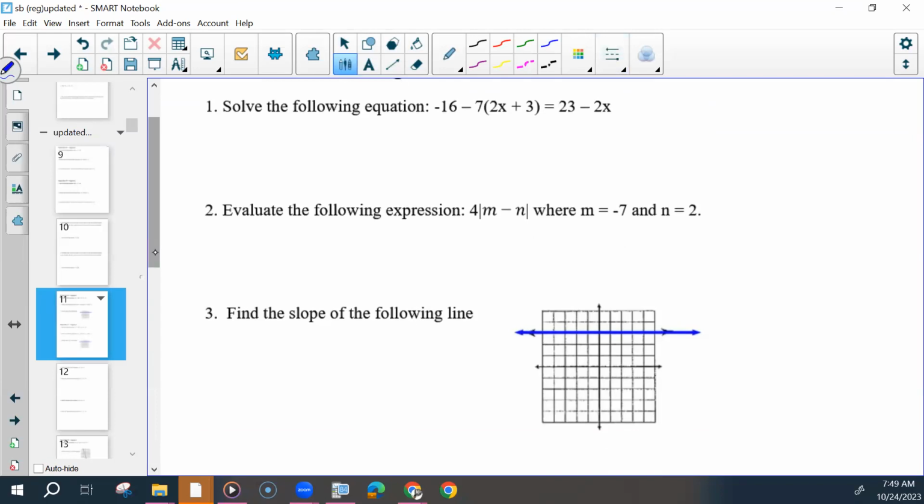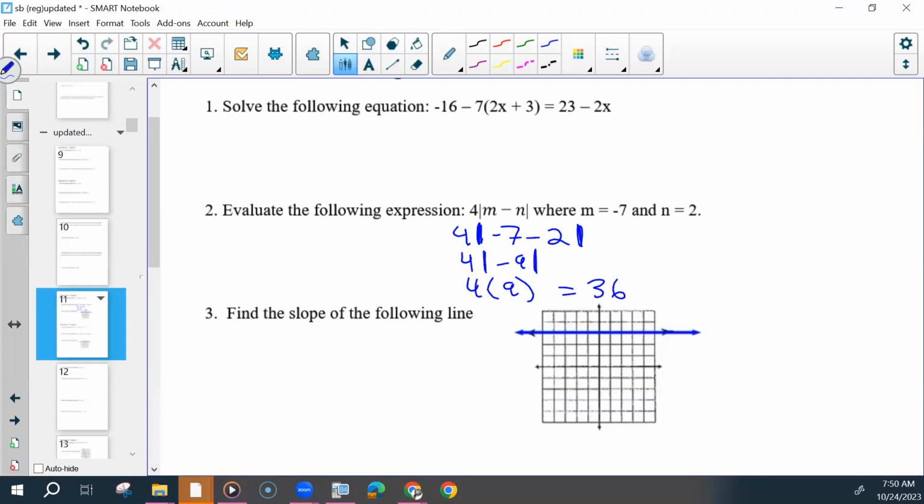For the evaluating one, we're putting both of these in. We're gonna have 4 times the absolute value of -7 minus 2. Remember that evaluating absolute value and solving for absolute value work differently. So here you would do whatever's on the inside first. Make the inside positive. So positive 36 was the answer to that one.